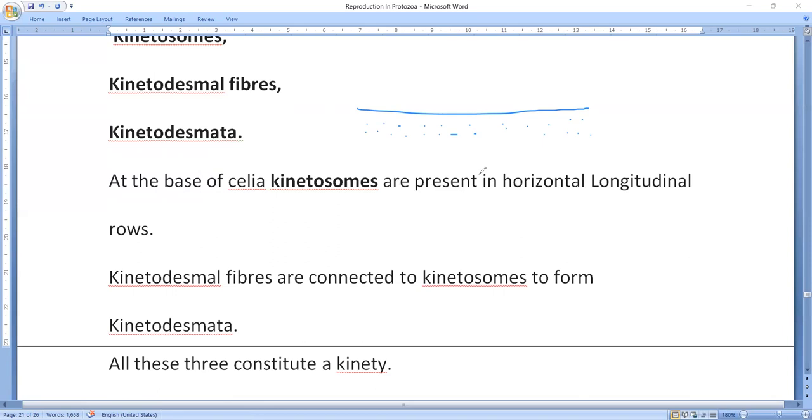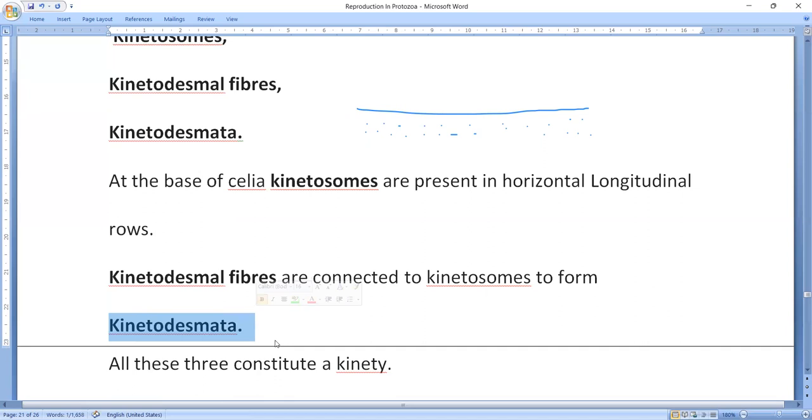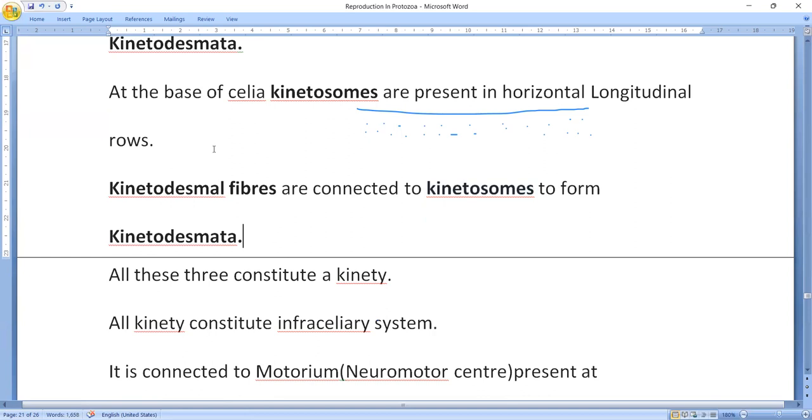Kinetodesmal fibers are connected to kinetosomes to form kinetodesmata. Kinetodesmal fibers plus kinetosomes equal kinetodesmata, which are rod-like structures, running horizontally along the pellicle, like this.